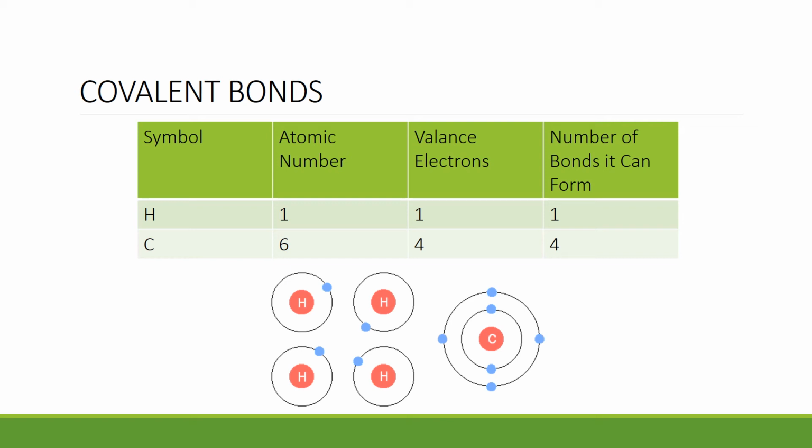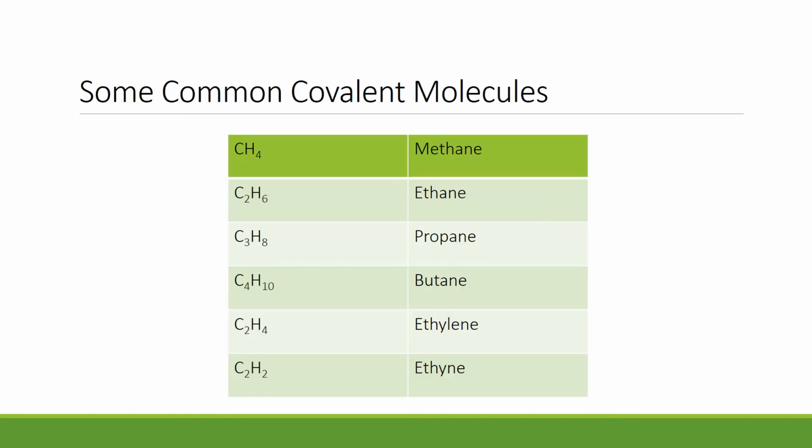Look at the diagram of carbon and the hydrogen atoms below. Can you see how each hydrogen has 1 valence electron and carbon has 4 valence electrons? So carbon can combine with each of these 4 hydrogens, and in that case, all would have full outer shells. Here are some common covalent molecules, and in the following slides we'll be drawing their structures. CH4 is methane, C2H6 is ethane, C3H8 is propane, C4H10 is butane, C2H4 is ethylene, and C2H2 is ethine.